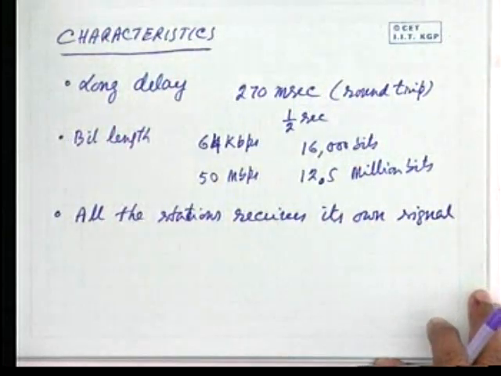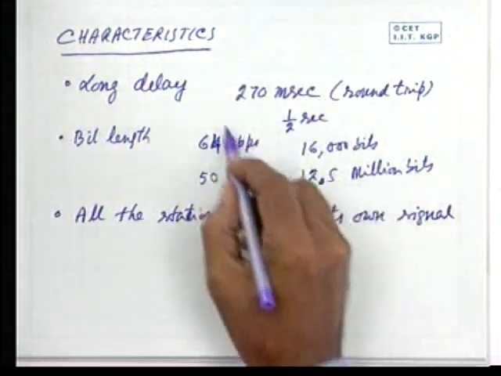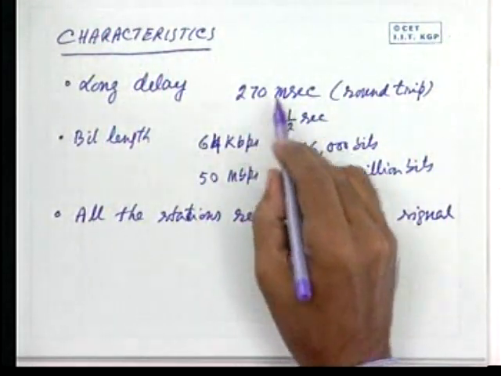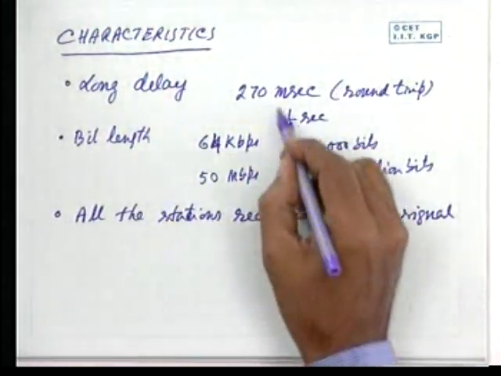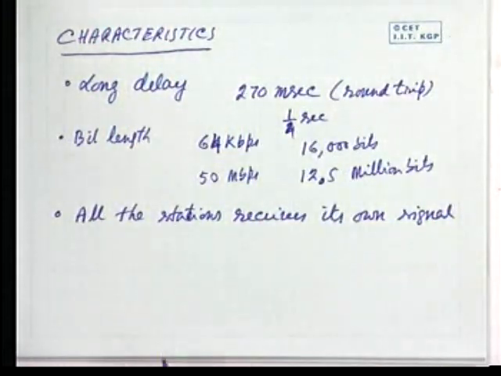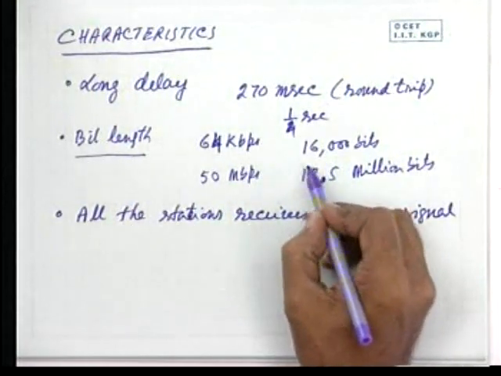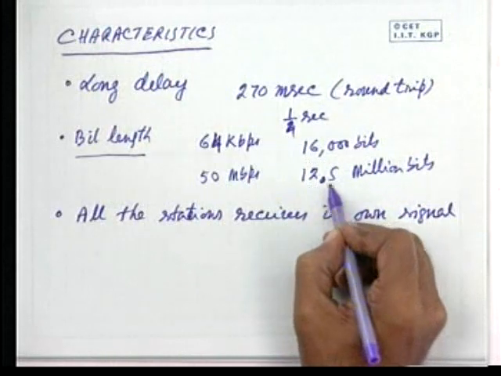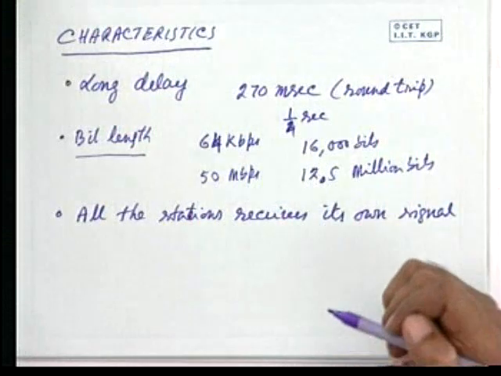So we find that there are three important characteristics. First of all, there is a long delay, which is disadvantageous, and it takes about 1/4 of a second for the round trip travel for the signal from the ground station and back to the ground station. Then the bit length, the number of bits in transit, can vary from say 16,000 to 12.5 million, depending on at what rate data is being sent.